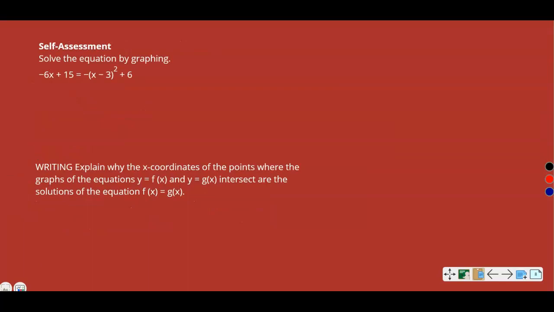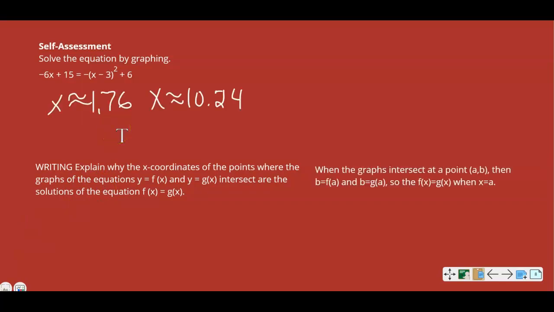All right, the last thing to finish up this lesson is a self-assessment. The first one, solve by graphing, and then answer this question and come back to see how you did. All right, hopefully you took a minute to do this and you found that x equals 1.76 and the other intersection crosses at x equals 0.24. If you wrote the whole ordered pair down, that would be fine. Just remember when you solve, you're looking for your x values.